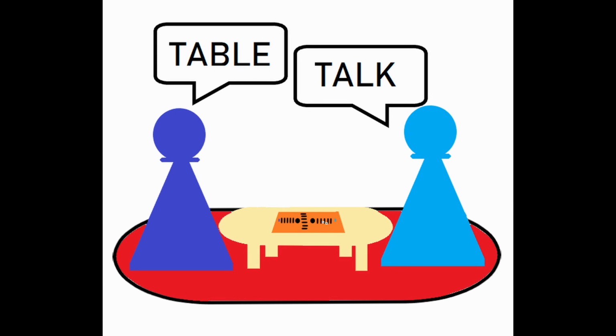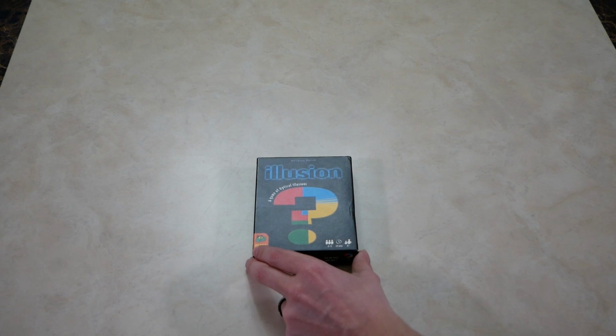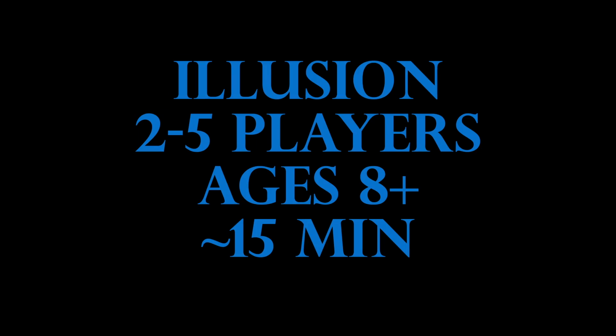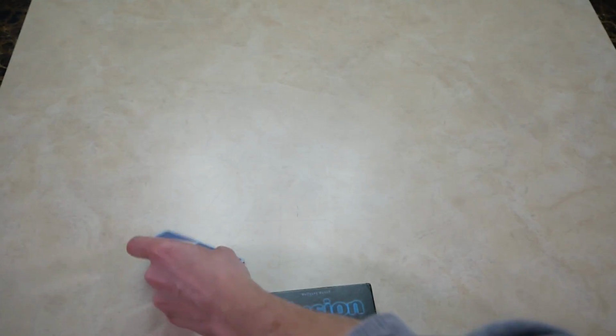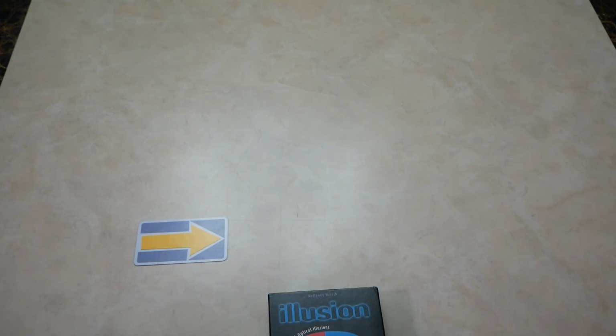Today's episode, we're going to talk about how to play Illusion. To set up the game, take the arrow cards, shuffle them up, and take the top one and point it in a direction.